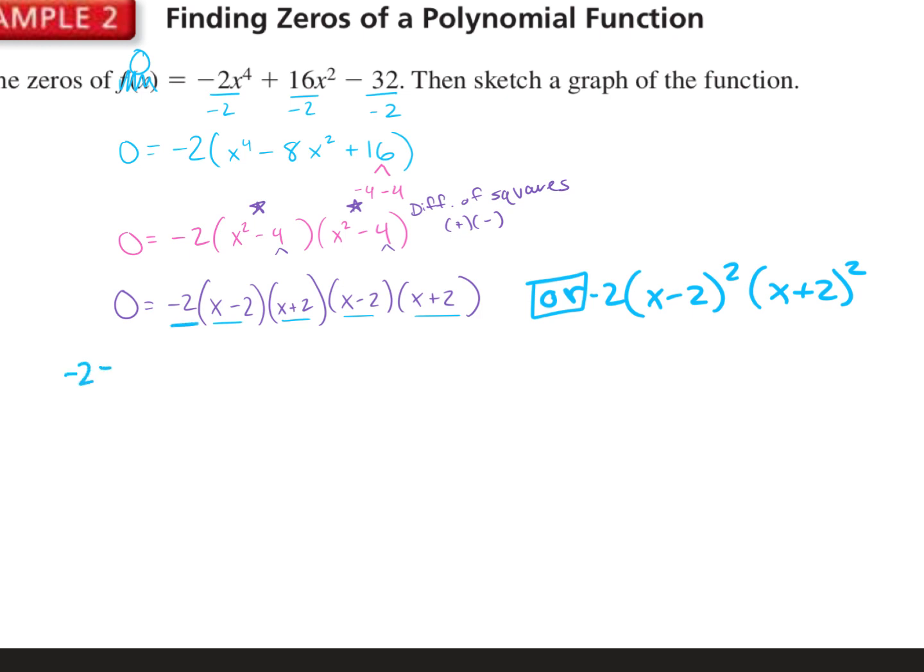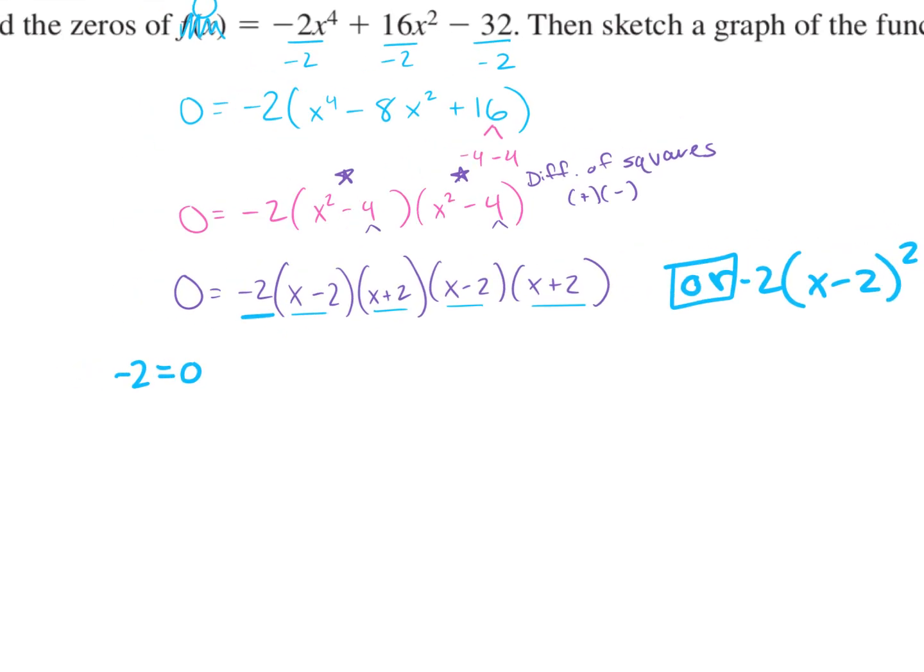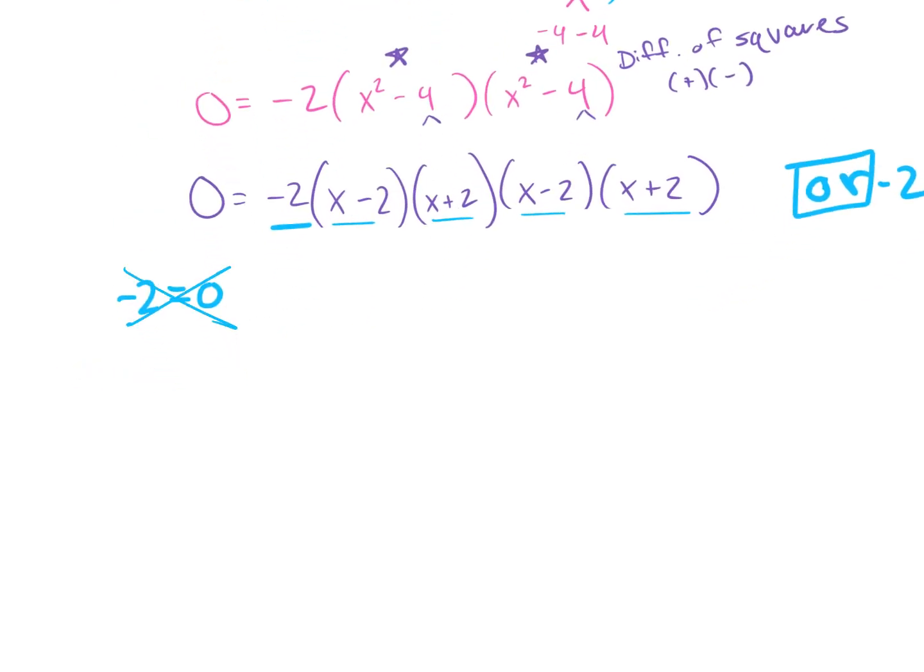So I can start with that -2 is equal to 0. Does -2 equal 0? No. So because there's no x here, it's not a solution. We can just cross it off. Then I want to set each one equal to 0.